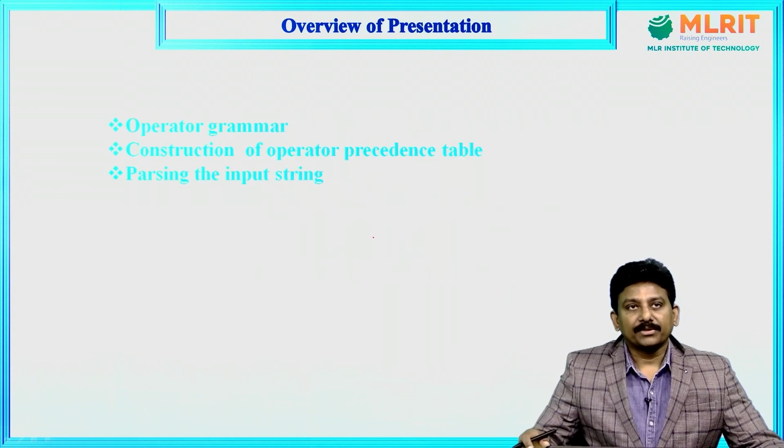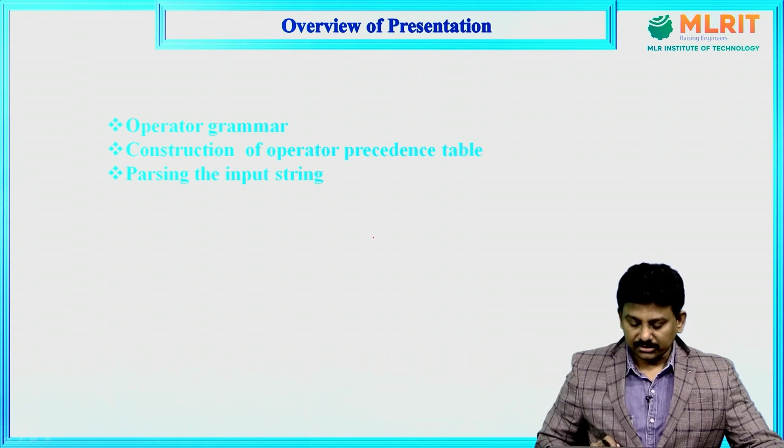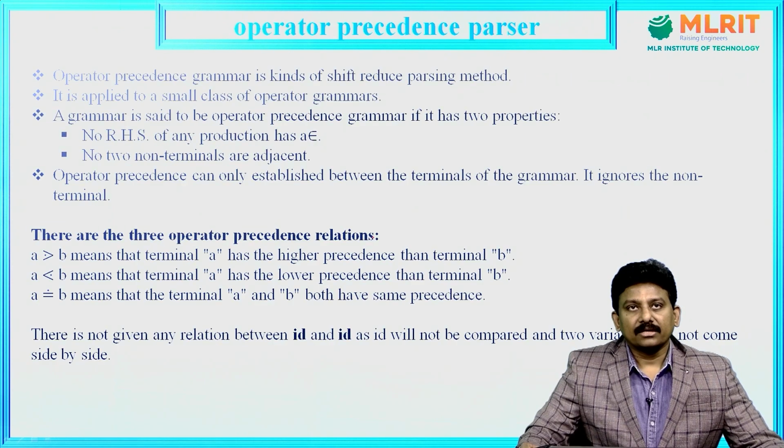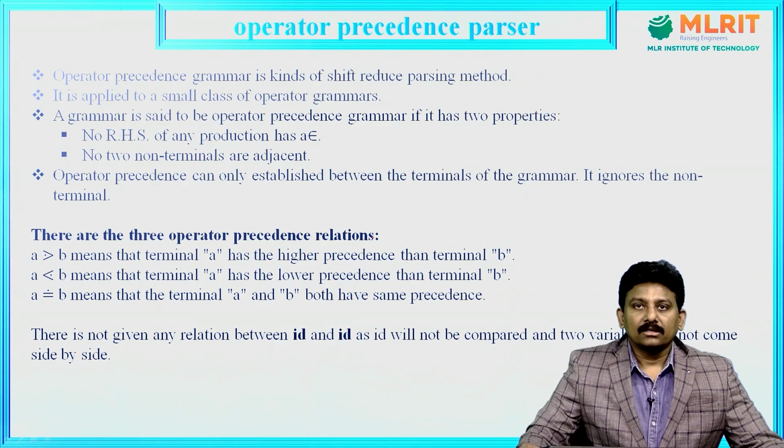Today's topic is operator grammar, construction of the operator precedence table, and parsing the input string. Operator precedence grammar is a kind of shift-reduce parsing method. It is applied to a small class of grammars. A grammar is said to be operator precedence grammar if it has two properties.